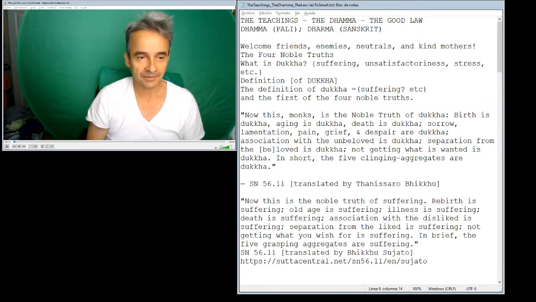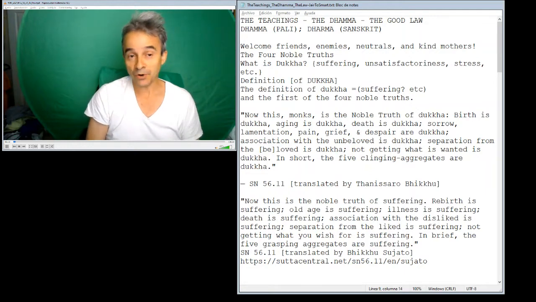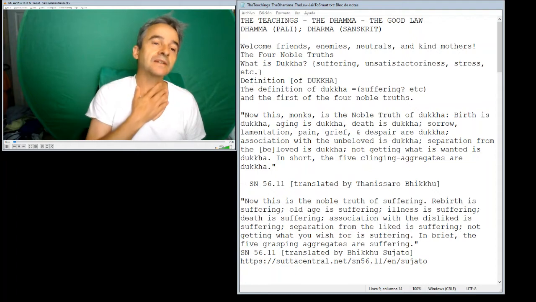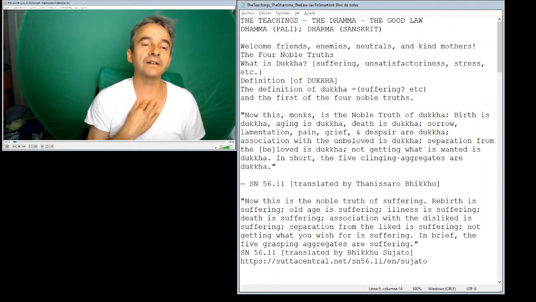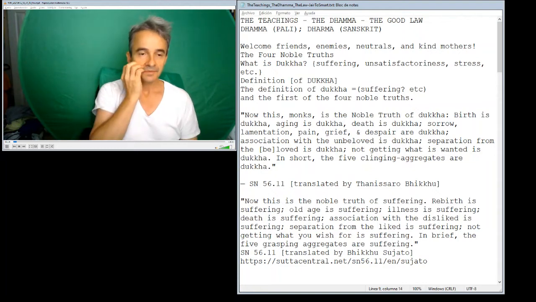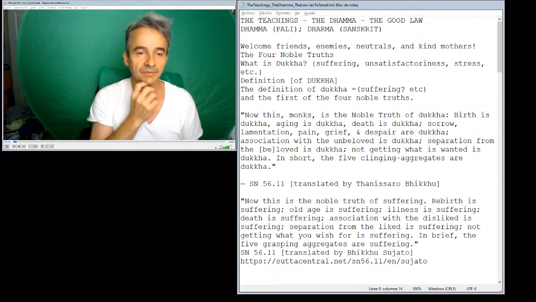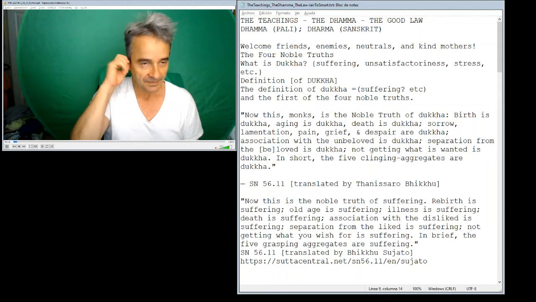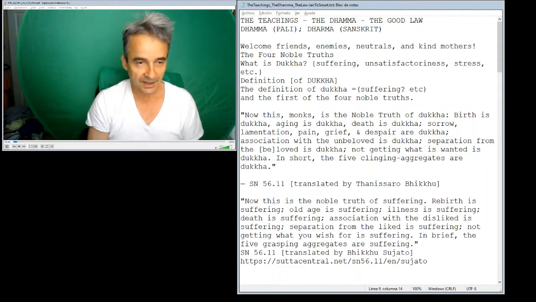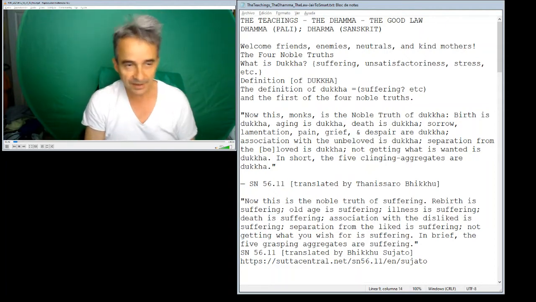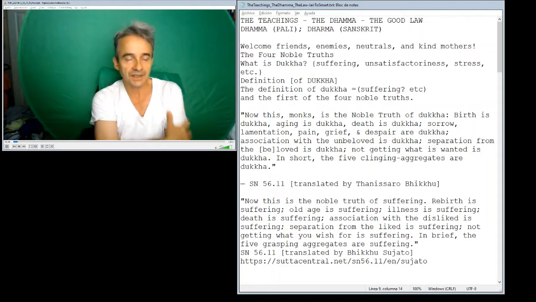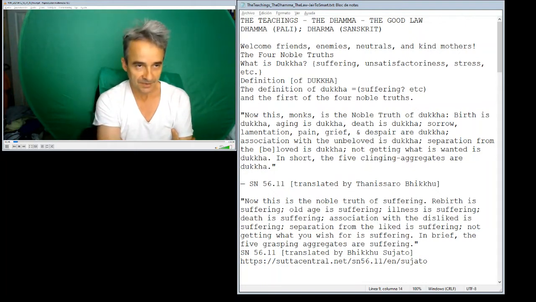So we're going to talk about the four noble truths, of course. That's an important subject in Buddhism that's common to all Buddhist traditions, even though there's much debate and differences between them. They should contain the four noble truths, right? That was an important teaching by the Buddha. The teachings of the Buddha.